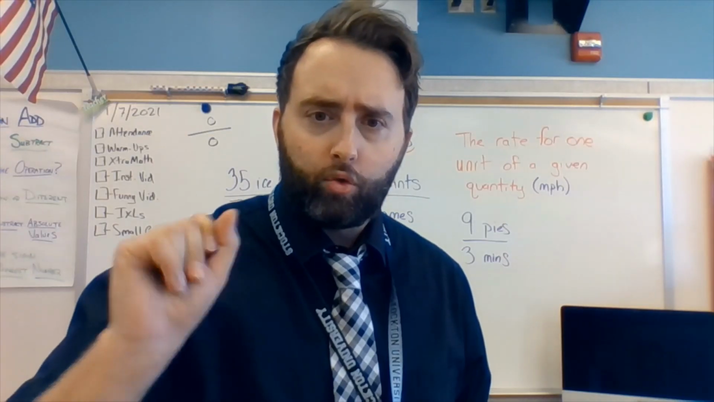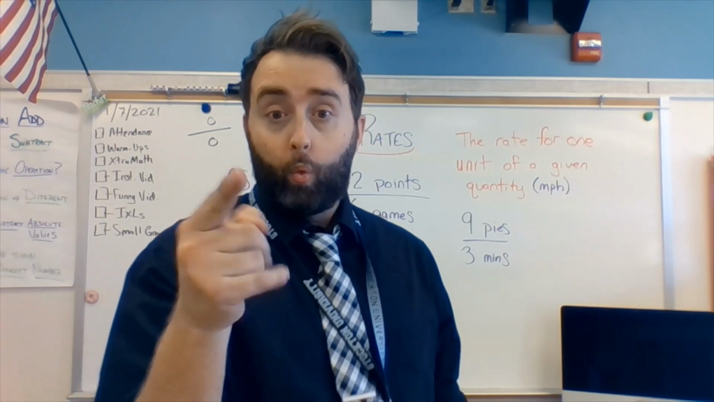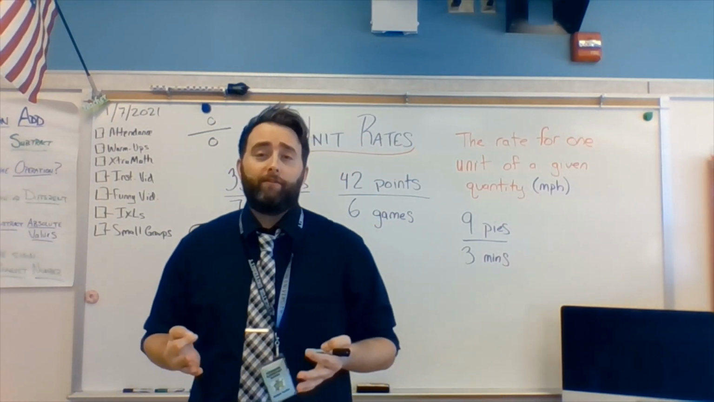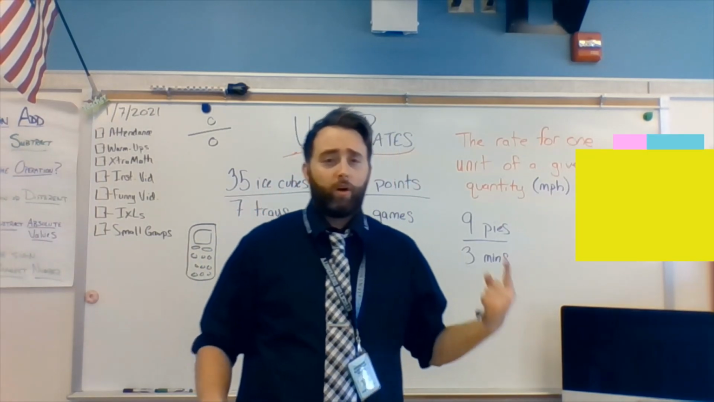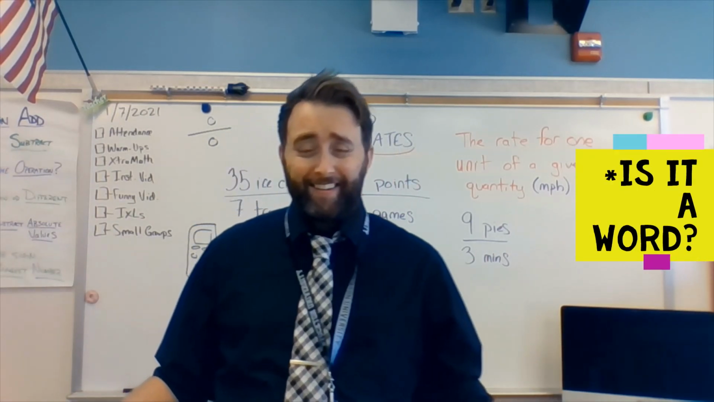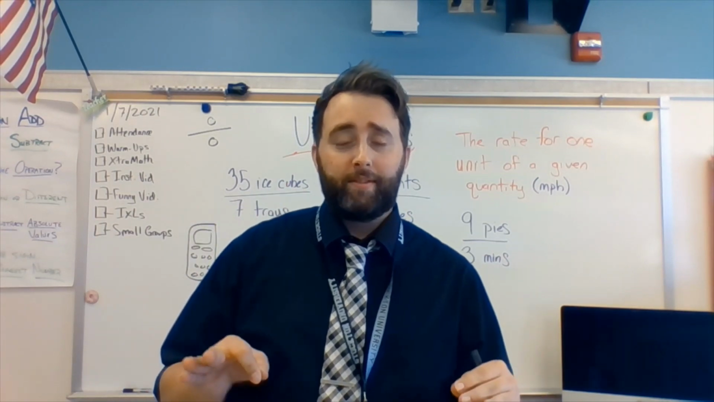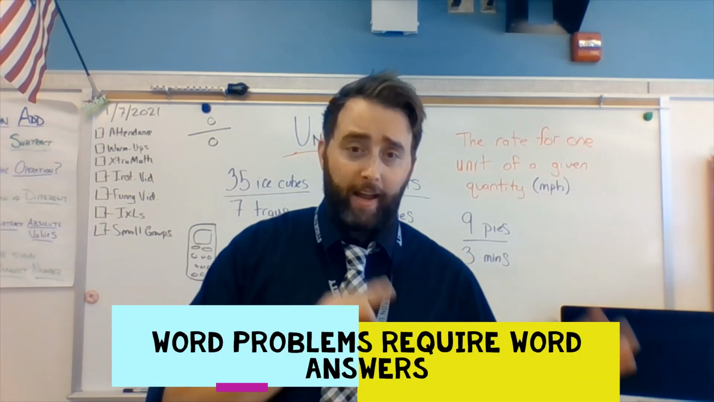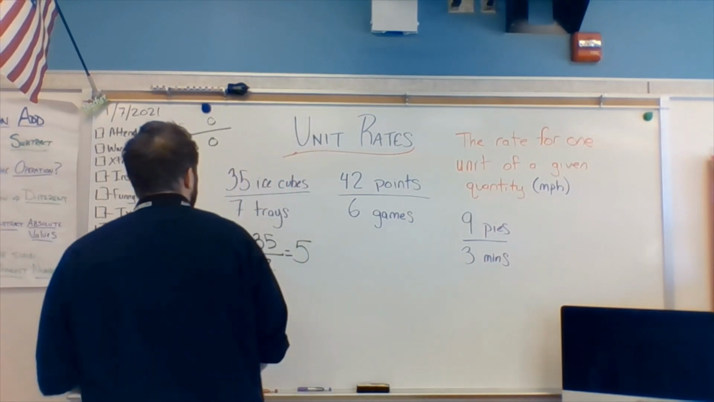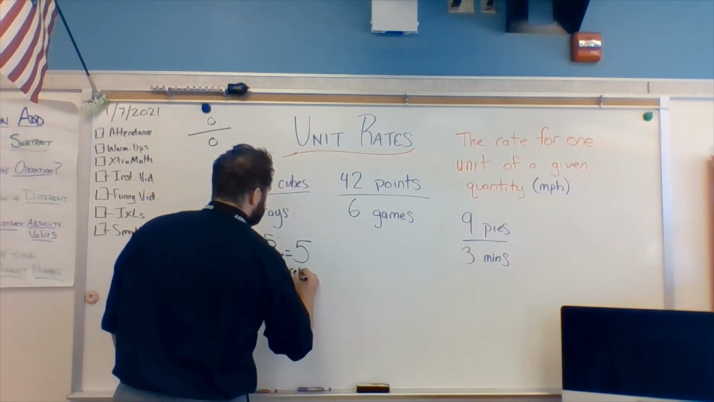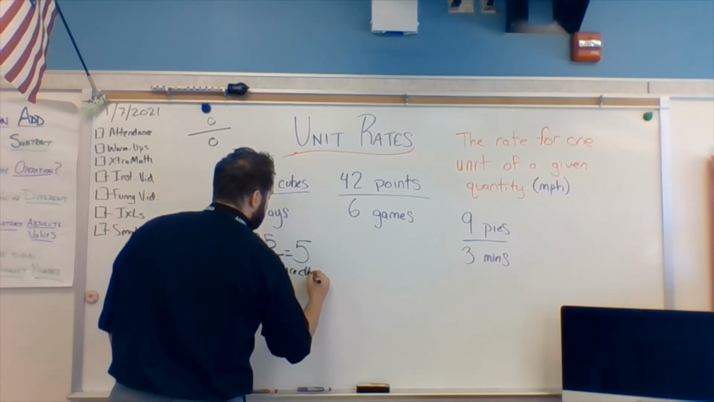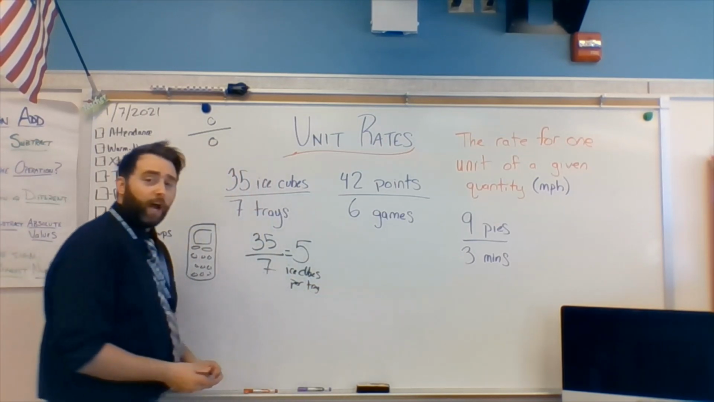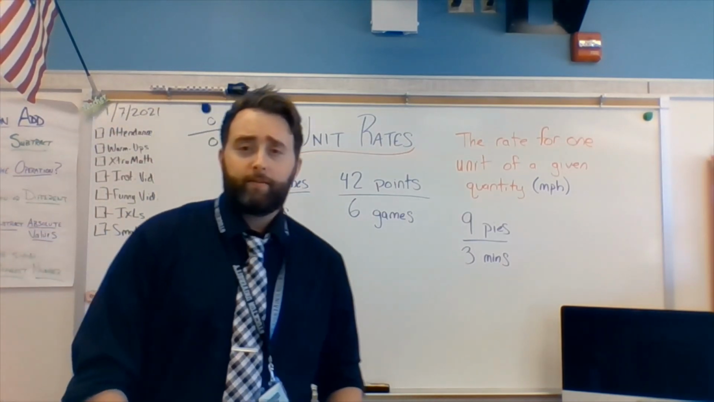Wrong. Nope. It's not 5. What is that? That's a word. All your problems are going to be word problems, and word problems require word answers. So it's not 5. It's 5 ice cubes per tray.